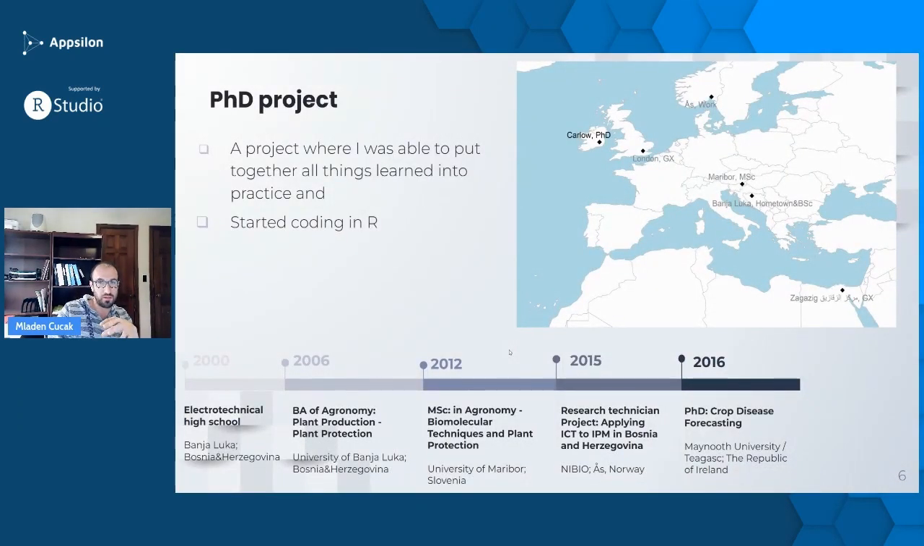Then I moved to Ireland, where I did my PhD. This is where I was able to put together all of these things that I learned and that I still wanted to learn. This is where I started coding in R. I started coding properly in any kind of language, as I realized that I would need that to work in this epidemiology segment of things.